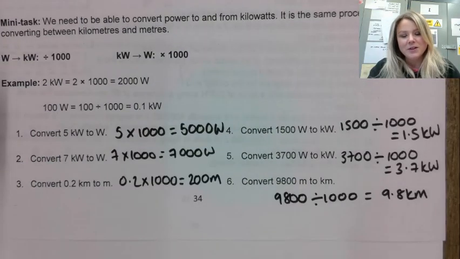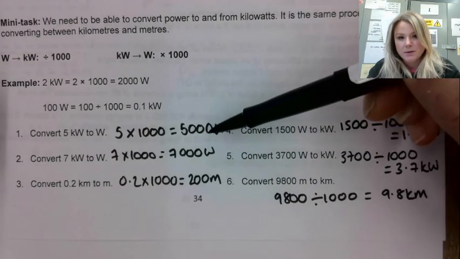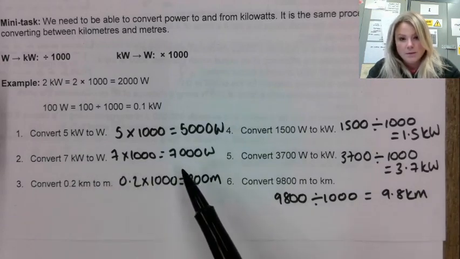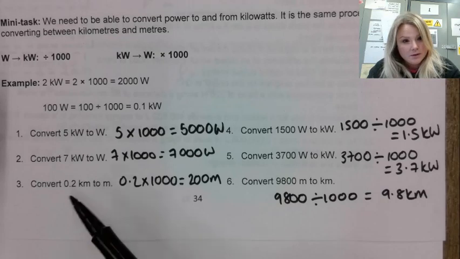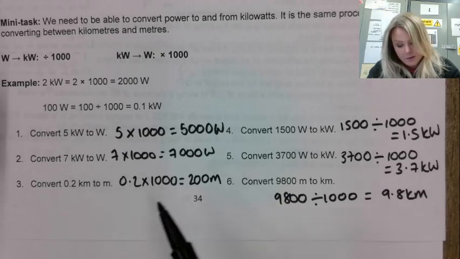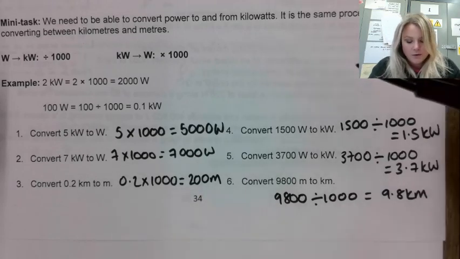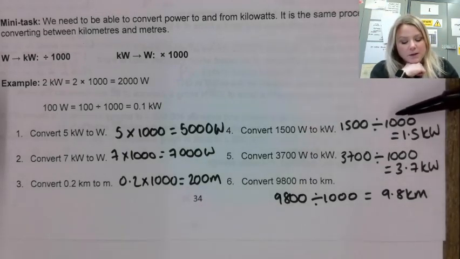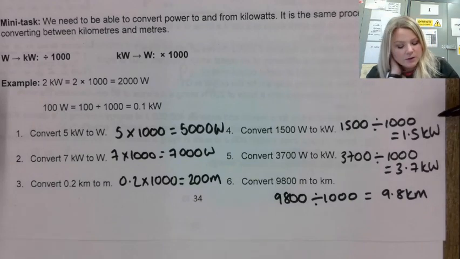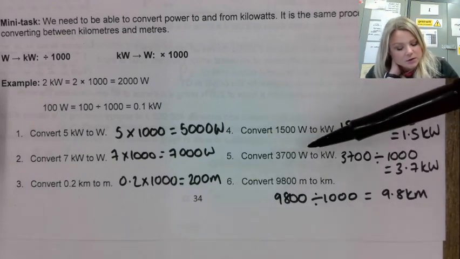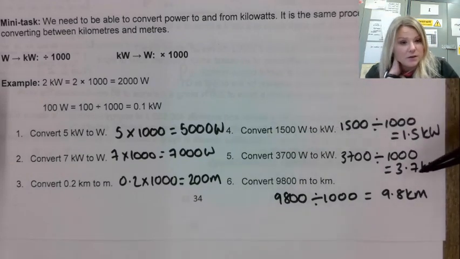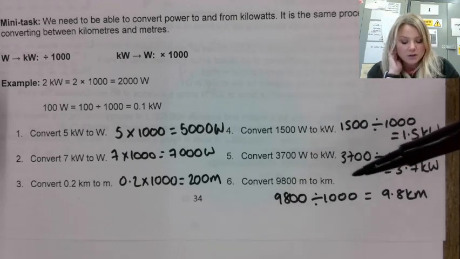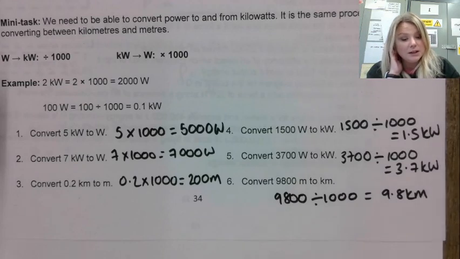Right, so here are your answers to check. We already had this one done. 7 kilowatts to watts, multiplied by 1,000, is 7,000 watts. 0.2 kilometers to meters, multiplied by 1,000, is 200 meters. 1,500 watts to kilowatts, so we're going the other way around in these ones, dividing by 1,000, gives us 1.5 kilowatts. 3,700 watts to kilowatts, again divide by 1,000, 3.7 kilowatts, and 9,800 meters to kilometers, divide by 1,000, 9.8 kilometers.